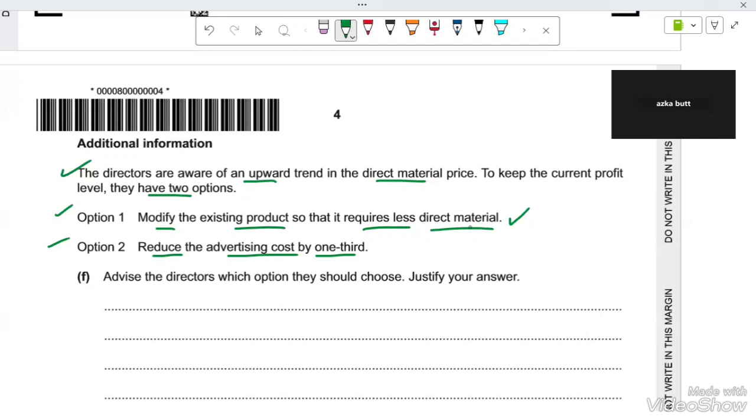First of all, there's a direct cost saving: if the product requires less material, the company can reduce material cost, which directly affects profitability. Since direct material accounts for a significant portion of total cost, which is $24 per unit, reducing material usage can be highly effective. And there is no negative impact on the sales revenue.